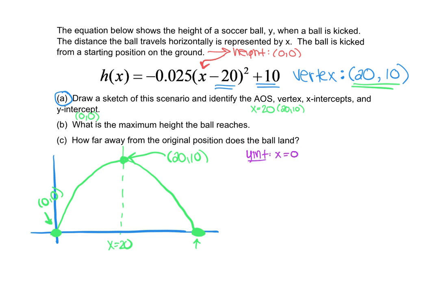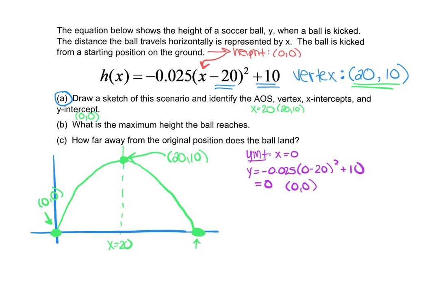So if we weren't sure that it was really at 0, 0, you could take the equation and write y equals negative 0.025, and then do 0 minus 20. Notice I put 0 in for x. And then just calculate that out. So we have negative 0.025 times (0 minus 20) squared, plus 10. And if I do that, I find that y is also 0. So this confirms that when x is 0, y is 0, is in fact my y-intercept point.